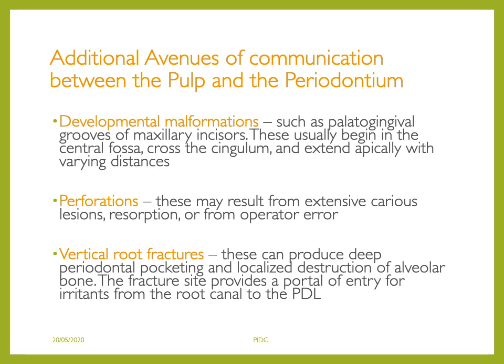Vertical root fractures. These can produce deep periodontal pockets and localized destruction of alveolar bone. This occurs as a result of trauma, which acts as a portal of entry for the irritants from the root canal to the periodontal ligament.